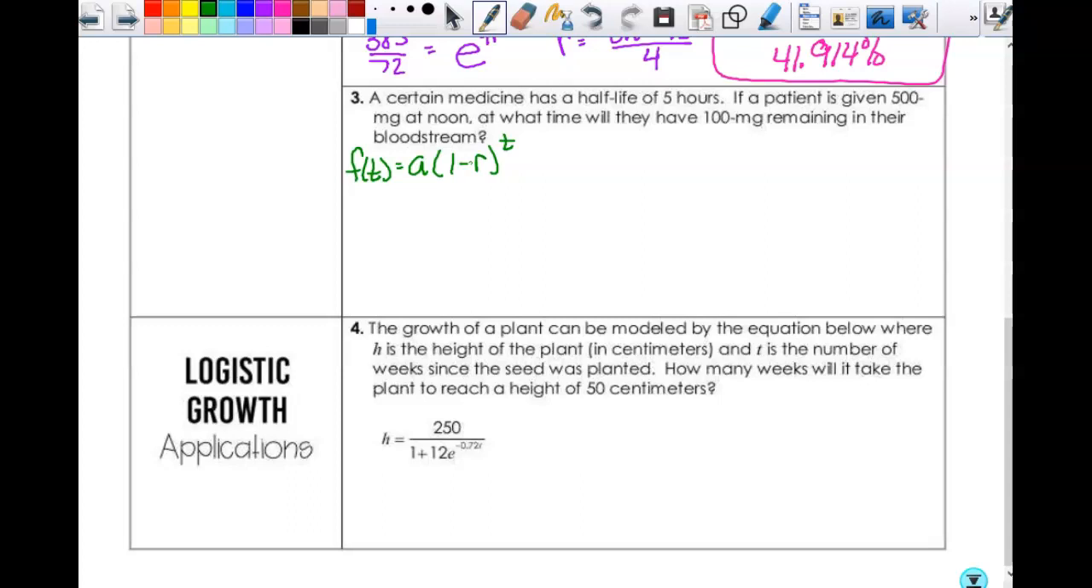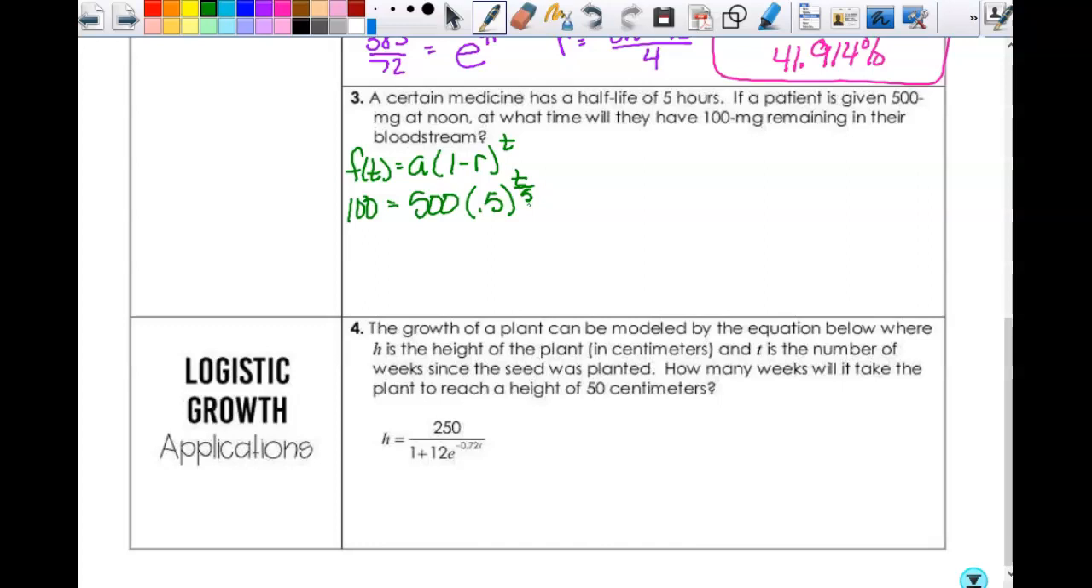No, 100, okay. So 100 equals, what's a? 500, good. What's the rate? 0.5. So 1 minus 0.5 is 0.5 to the t power. Is it to the t power, though? Does it happen every hour? No, it happens every 5 hours. So what do I need to do with t? Divided by 5. Good. Everybody okay with that? It's half-life. A lot of times you have to take that into account unless it actually happens every day.